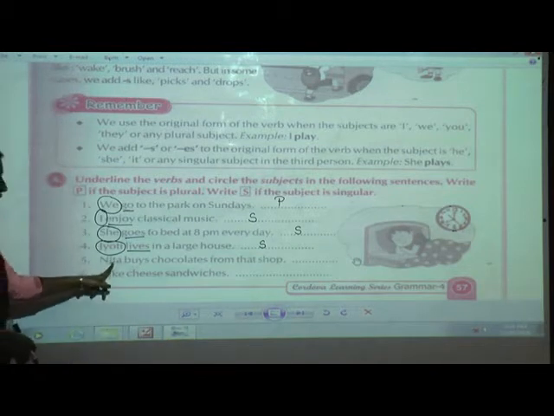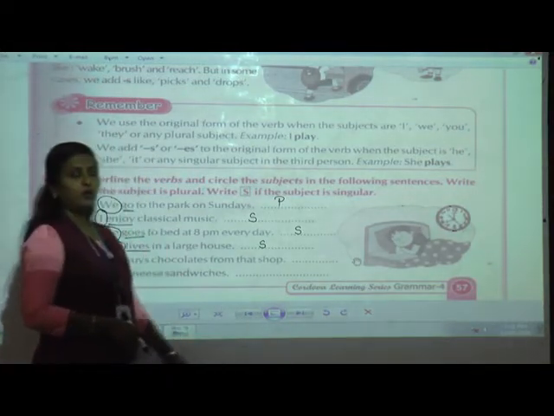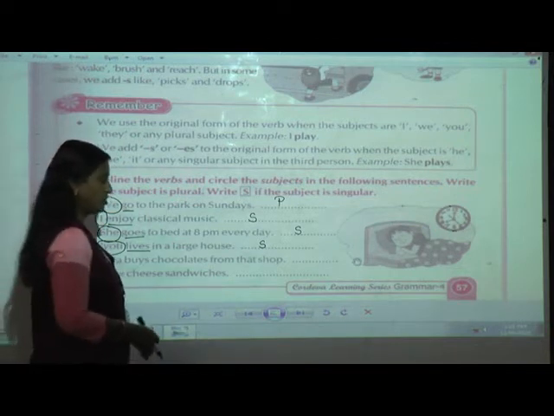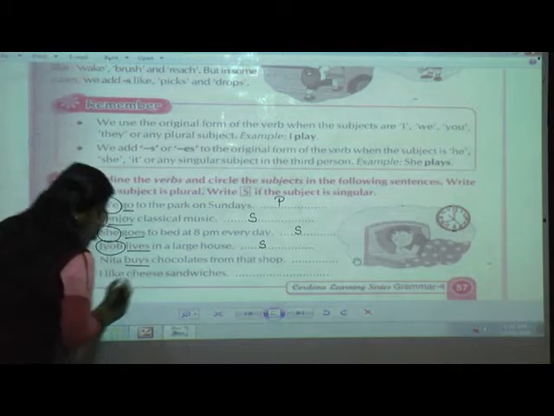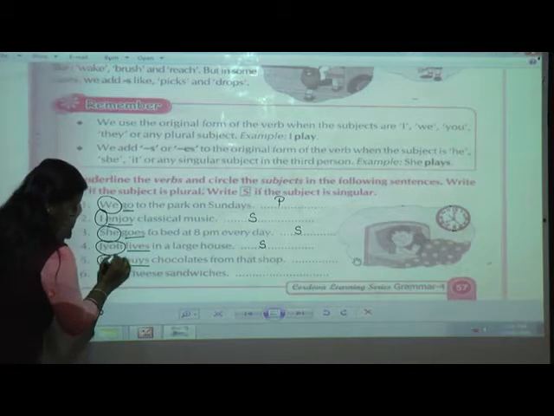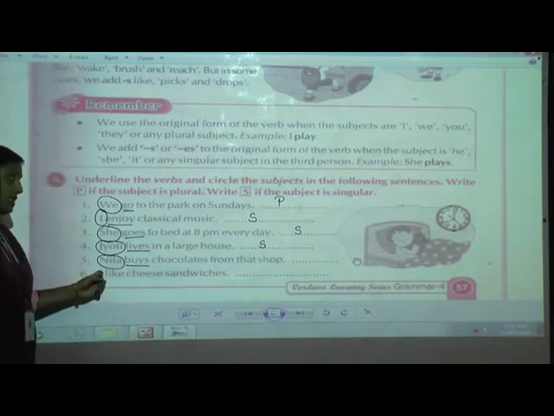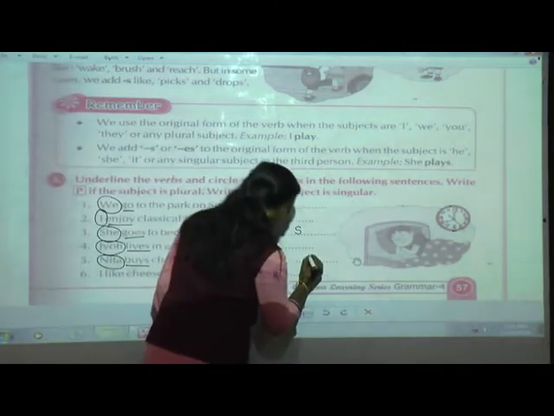Again, next, Neeta buys chocolates from that shop. What is the sentence? Neeta buys chocolates from that shop. So what is the verb over here? Yes, it is buys. What is the subject? Neeta is the subject. We have learned in the subject predicate lesson how to recognize the subject. So Neeta, what do you feel? Is it singular or plural? Yes, exactly, it is singular.